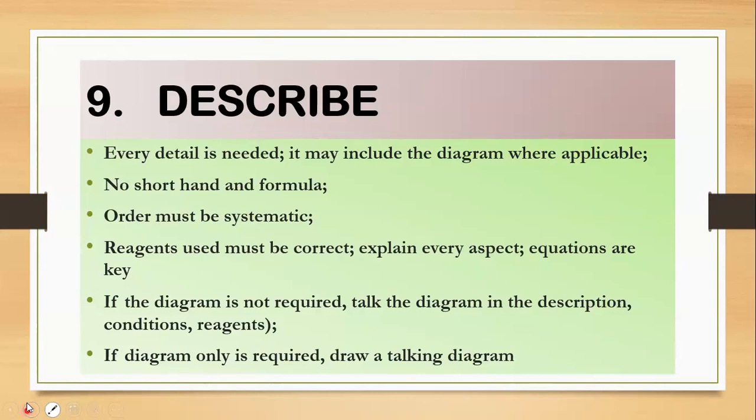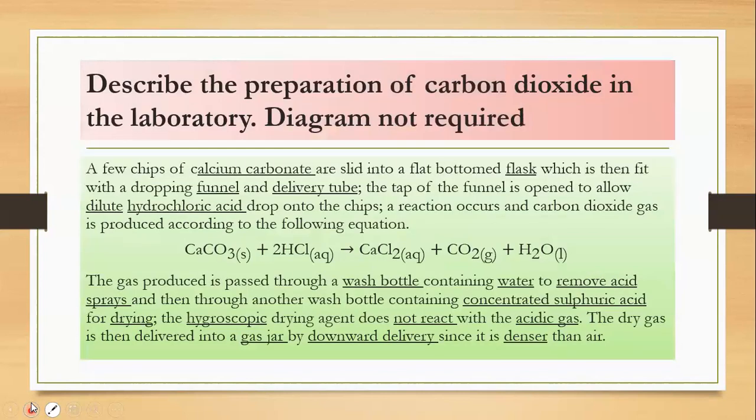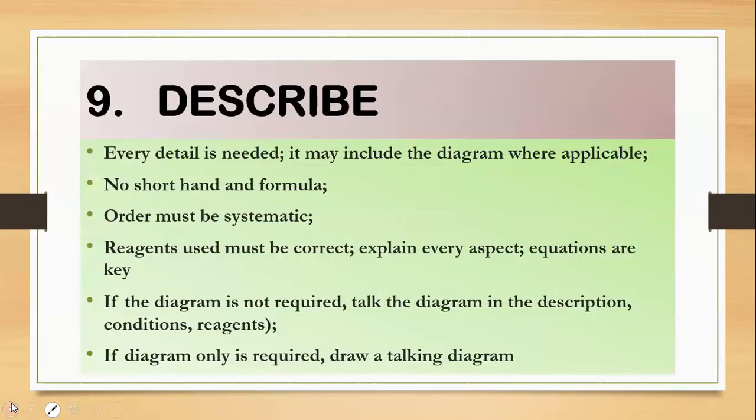And the aspects must be explained. And when you're explaining, you must include an equation. Even if the diagram is not required, it must be talked into the description. We shall see an example. And when only a diagram is required in your description, make sure you draw a talking diagram.